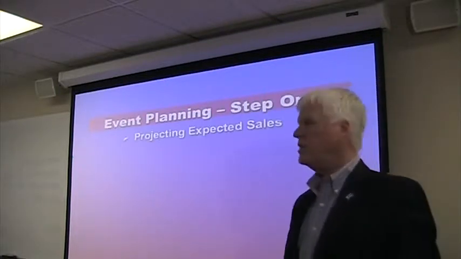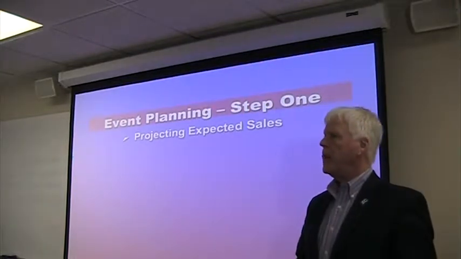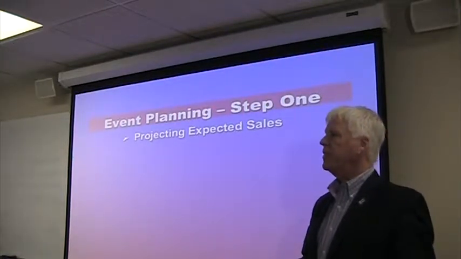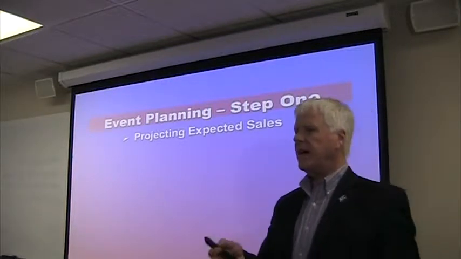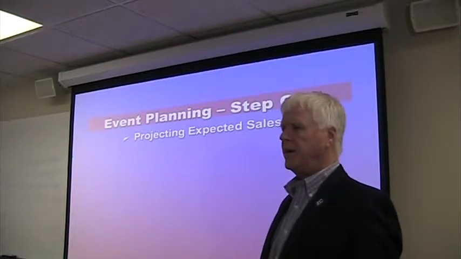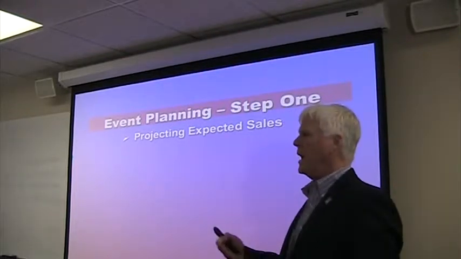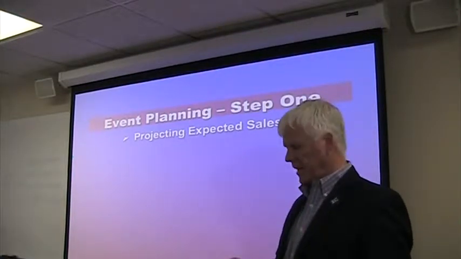All right. So what was step one? Project the expected dollar amount of sales by area and category for the event. That's exactly right. If you remember in the case history, we knew we were going to have concession sales, we knew we were going to have some vendors, we might have some catering, we might have some private parties. How do we project expected sales?